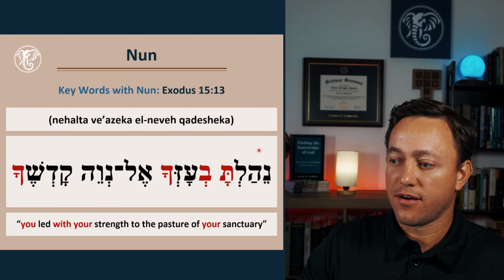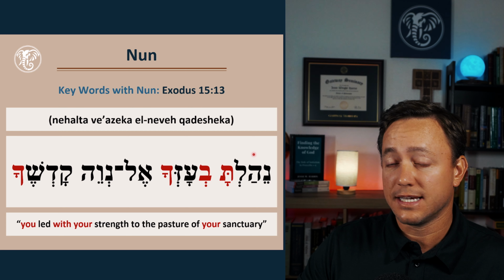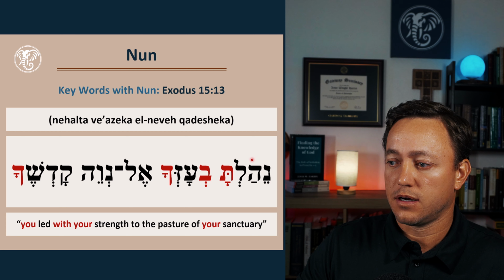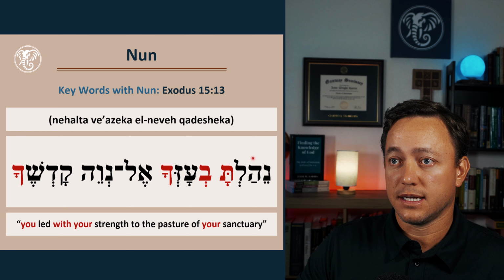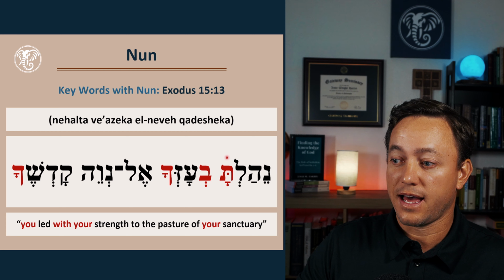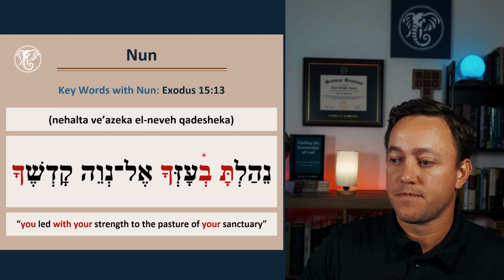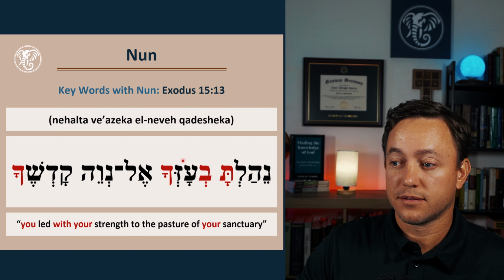So you have nahal, which is another word meaning to lead. It's a little bit more in the sense of to lead animals more so than the nacha word, which is a bit more generic. So you have led, or maybe pastured, like a shepherd, and then ve, in with, right? And then az or oz is the word for strength.